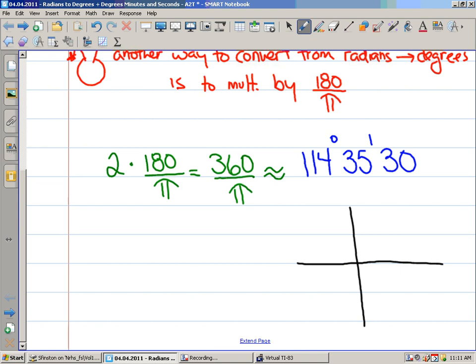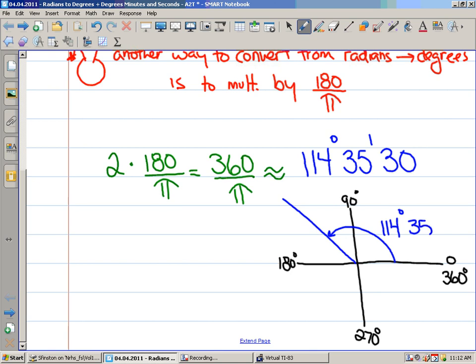Now let's check it out. Tell me, Selena, in which quadrant does 114 degrees, 35 minutes, and 30 seconds drop? Of course it's the second. Come on now. Don't let somebody mess with you like that. You've got to believe in yourself. Drops me off in the second. Is this easy? This is easy.